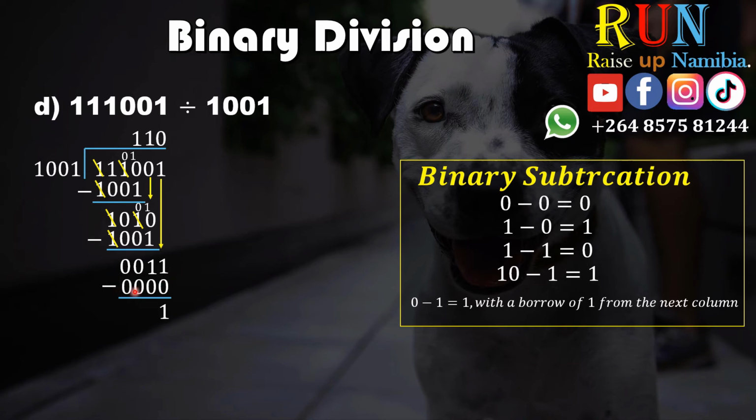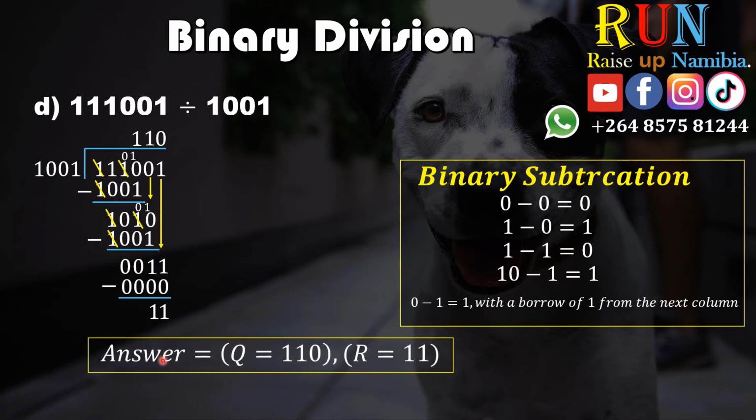What is 1 minus 0? It will be 1. It is 1 minus 0. It will also just be a 1. Basically, these are all zeros and that's our final answer. Okay? So for D, our quotient is 110 and then the remainder is like 1. Okay?